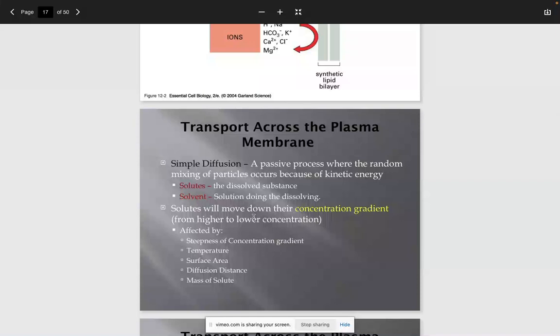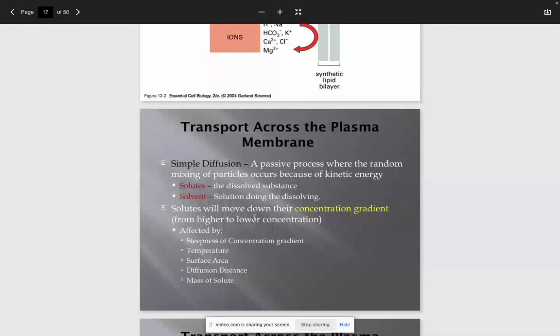Now let's talk about how do things actually get across. This will take you back to Bio 112 and some of your high school biology classes, if you think about it really. There's something called simple diffusion, and this is passive. What does passive mean? Does it require energy? No. So passive processes do not require energy. There's no ATP involved, right? Does it require a carrier protein? No, it doesn't. It's passive. It doesn't require a carrier protein.